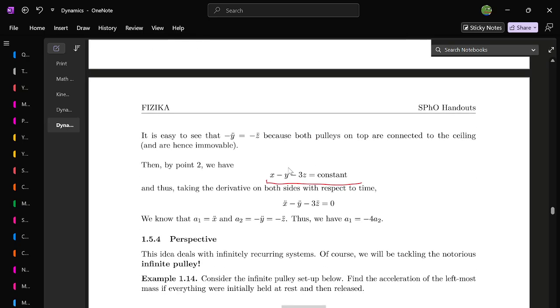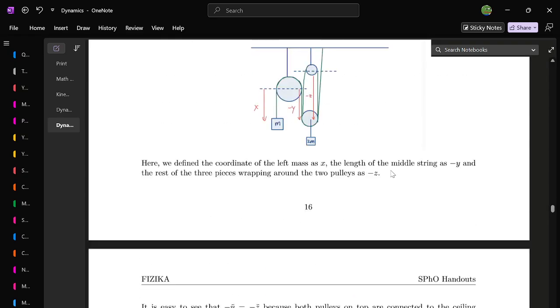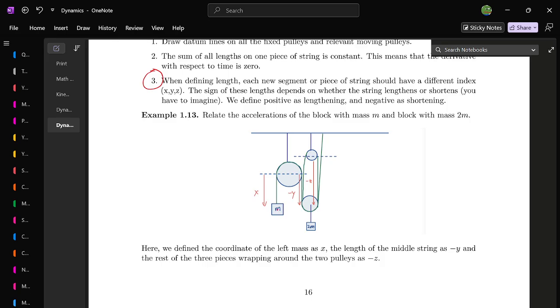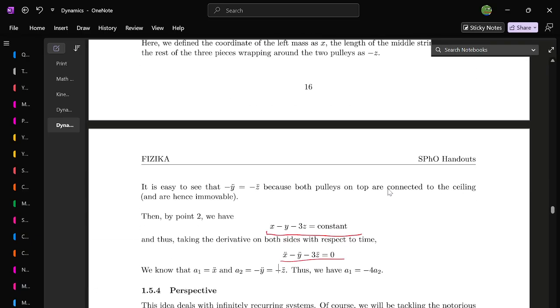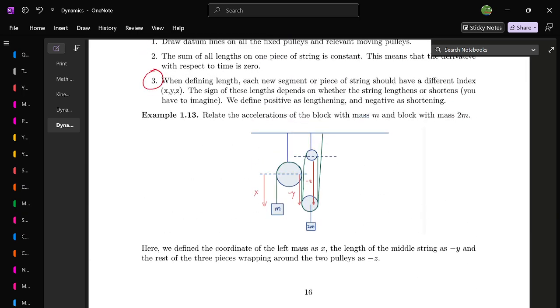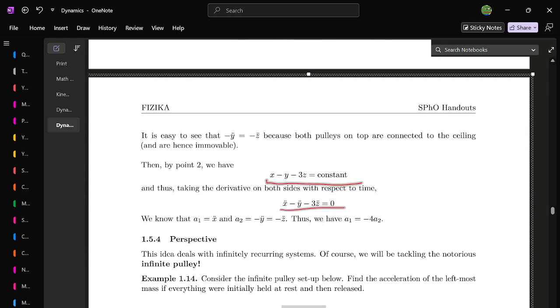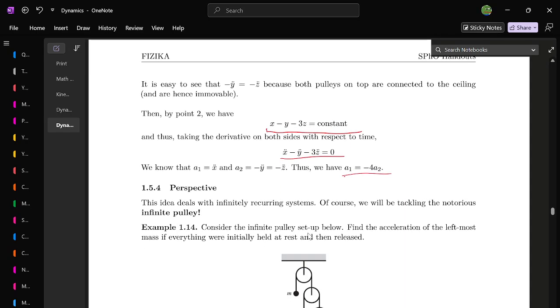And the length of the string is constant. Once you have that, you take the derivative with respect to time twice, and you get this. And you know that the acceleration of mass m is just x double dot, and the acceleration of mass 2m is just negative y double dot or negative z double dot, both of which are the same. So you can just solve this and then find that this is true.